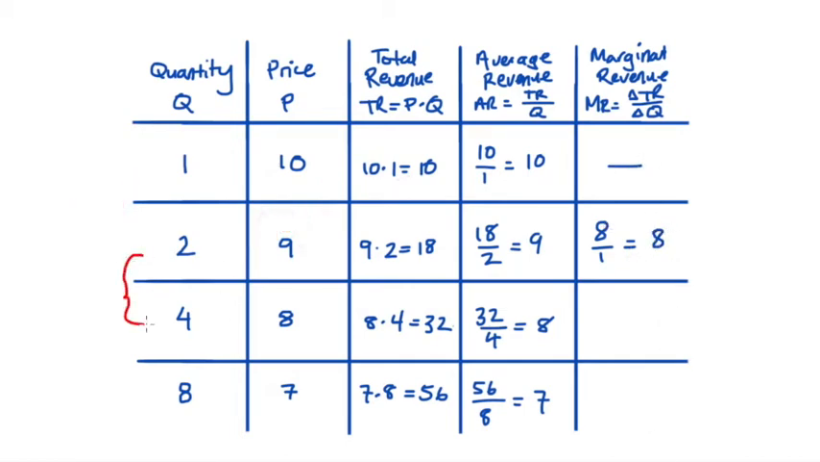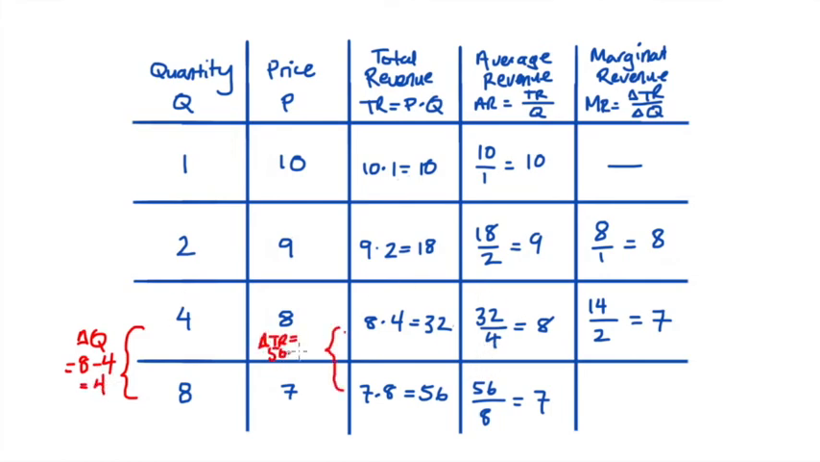As we're going from 2 to 4 units, our change in quantity is 4 minus 2, which is 2. Our change in total revenue is 32 minus 18, which is 14. So our marginal revenue is our change in total revenue, which is 14, divided by our change in quantity, which is 2, which is equal to 7. As we're going from 4 to 8 units, the change in quantity is 4, that's 8 minus 4, and our change in total revenue is 56 minus 32, which is 24. So our marginal revenue is 24 divided by 4, which is equal to 6.